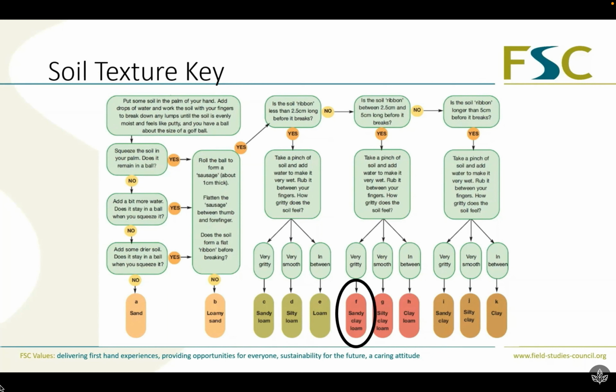So as we can see from this slide here, the soil that we've identified is sandy clay loam, and it sits almost in the middle of that scale. It's not really good at infiltration, but it's not really poor at infiltration like we'd expect clay soils to be.